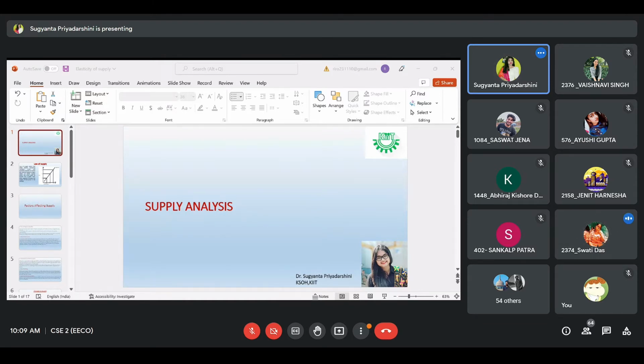Directly proportional. Sankalp, are they in the class or sleeping?